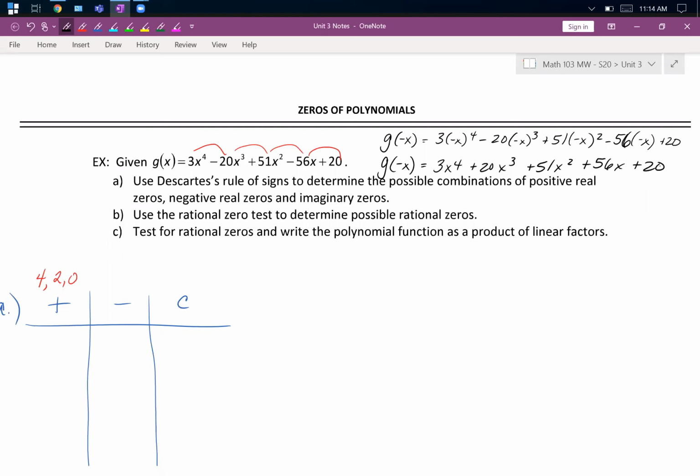So how many sign changes do we have in g of negative x? 0. Nothing there. And if we subtract 2 from that, we get negative 2, which is certainly not a quantity number. So we end up with 3 options for positive real zeros, but only 1 option for our negative real zeros.